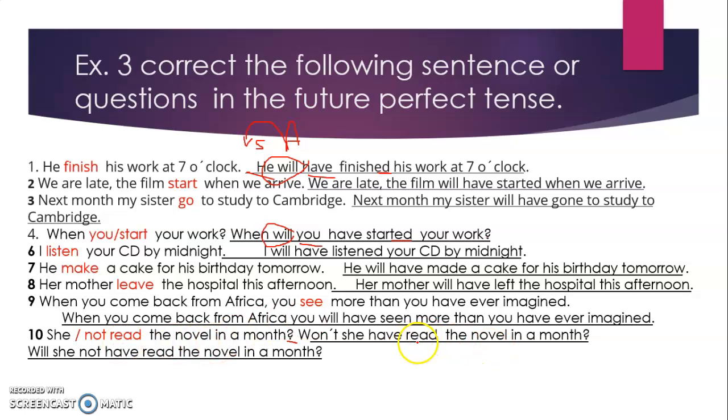So here is the same. Won't she have read the novel in a month? Question mark. Or in this case, if you don't want to use the contraction form, you can write will she not have read the novel in a month, but I prefer that you use this, okay?